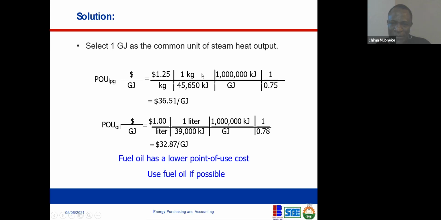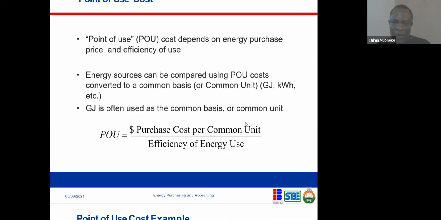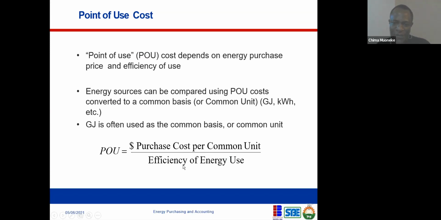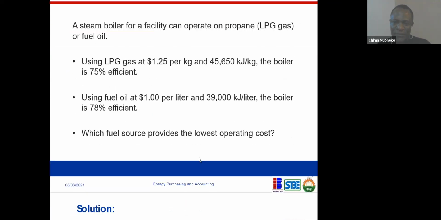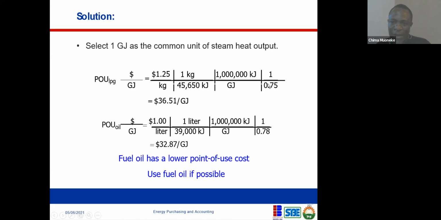So you now divide by your efficiency. Remember our formula for point of use. You're dividing by efficiency of use. So you now divide by 0.75 efficiency. Once you've done this, you now multiply $1.25 times 1 times 1 million, of course, you've canceled this kilojoule, divided by 45,650 times 0.75.